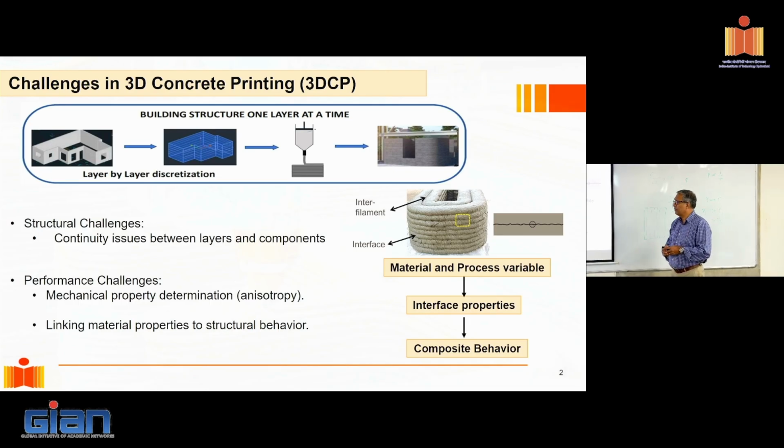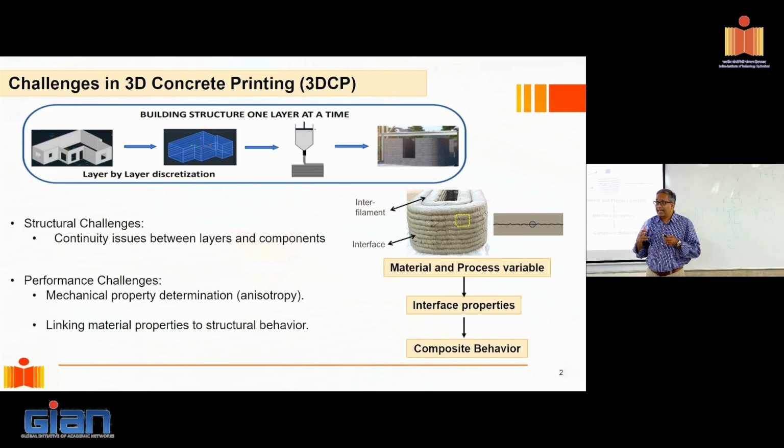Then there are, of course, performance challenges, that is material property determination. When you have anisotropy, that is, if I test the material in different directions, I'll get different properties. Right? Which property do I report? When we talk about concrete, there's only one value that we report, that is the compressive strength. And supposedly that one value is the same no matter which direction you test, supposedly. Right? That doesn't happen here.